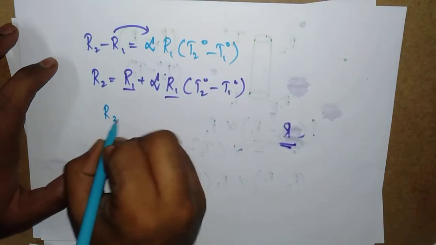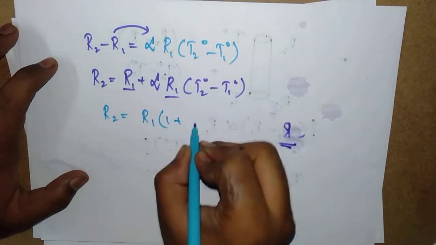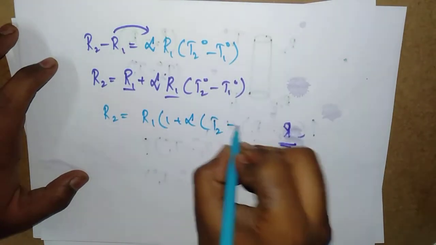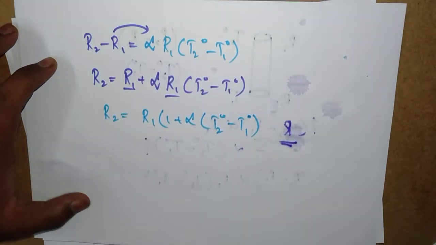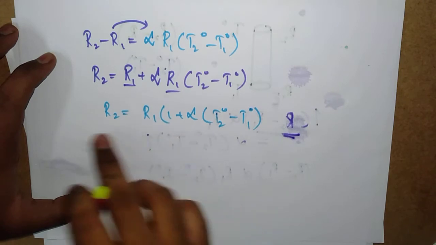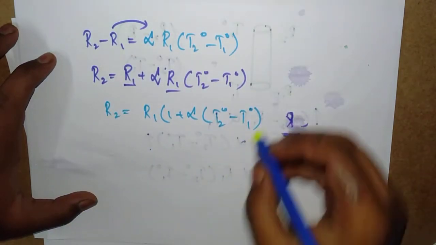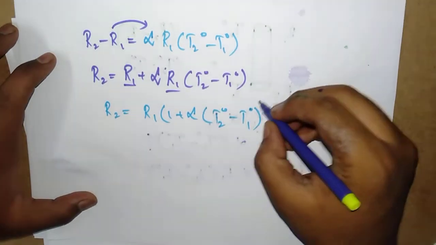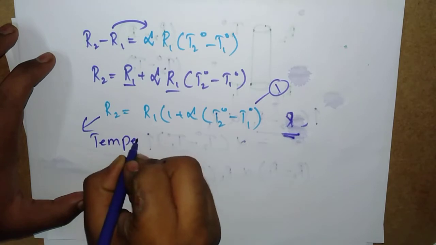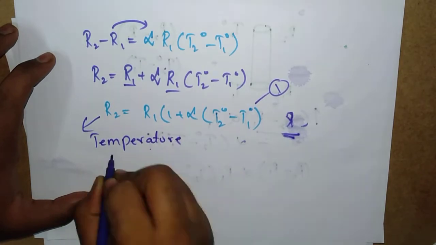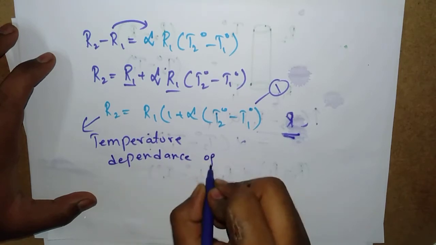So R2 is equal to R1 times [1 + alpha into (T2 minus T1) degree centigrade]. I have taken R1 common, then here 1 remains, so alpha into T2 minus T1 degree centigrade. Now this expression indicates the temperature dependence of resistance. This equation expresses the temperature dependence of a resistance.